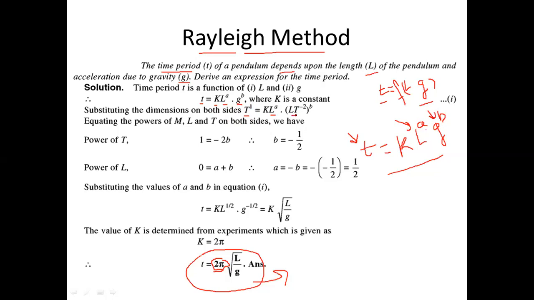How can I say LT minus 2? Because acceleration is meter per second square. Fine. So meter's fundamental dimension is L. And second square's fundamental dimension is T squared. But it is in the denominator, so if it moves to the top, it will be T minus 2. Fine. So g, the fundamental dimension of acceleration, will be L into T minus 2.